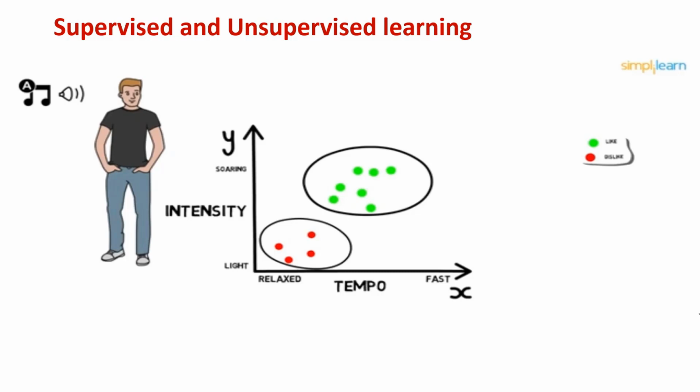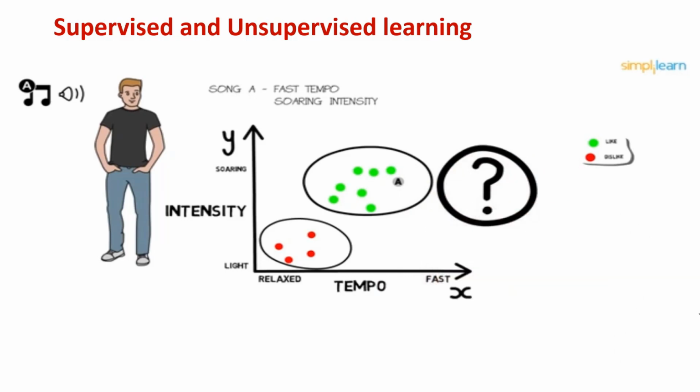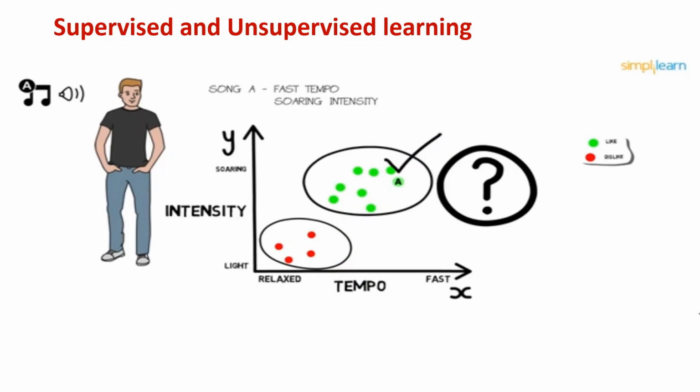Let's say Paul listens to a new song. Let's name it Song A. Song A has fast tempo and a soaring intensity, so it lies somewhere here. Looking at the data, can you guess whether Paul will like the song or not? Correct. So Paul likes this song. By looking at Paul's past choices, we were able to classify the unknown song very easily, right?